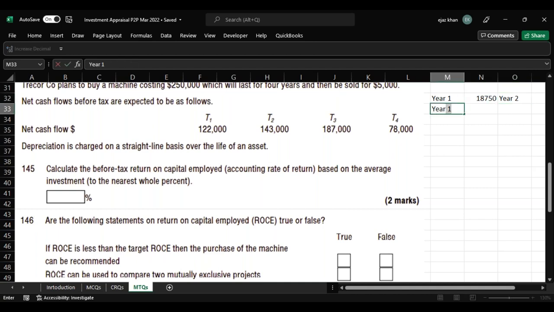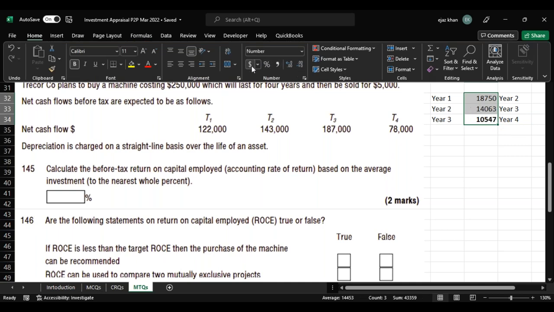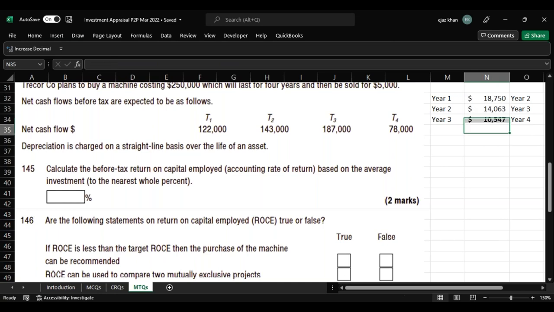Then comes year two, which will be 25% less than this amount. And this is something that we will be receiving in year three. Then we have year three, which will be 25% less than the previous amount. And this is something that will be received in year four. And that's what they were asking. This is the answer. This is what they were looking for. What benefit will we be receiving in year four? 10,547.